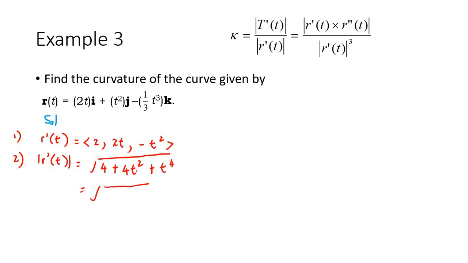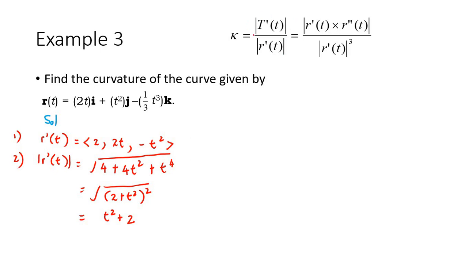We try to find this: 2 squared plus t squared, power 2. 2 squared is 4, and t squared squared is t power 4. So that's why the magnitude of r prime t we can get is t squared plus 2. Okay, we have here the magnitude of r prime t already.